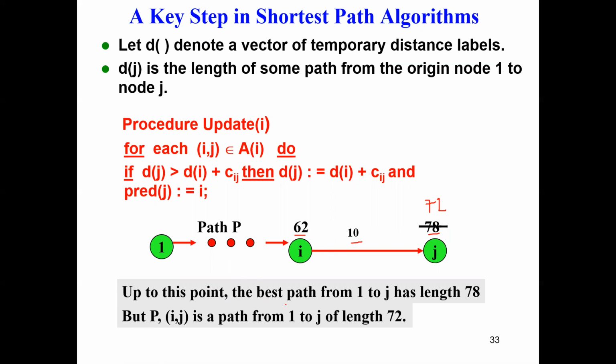Up to this point, the best path from 1 to j has length 78, but P_ij is a path from 1 to j of length 72. So that's the shortest distance. That's why we update the current distance at j from 78 to 72.